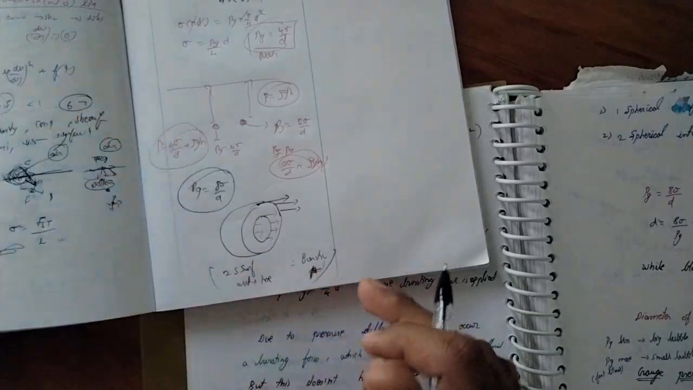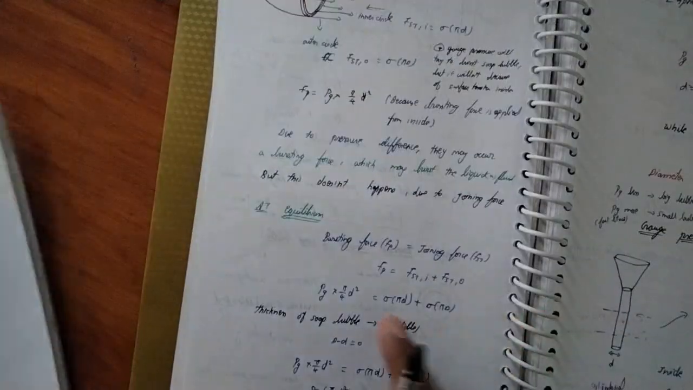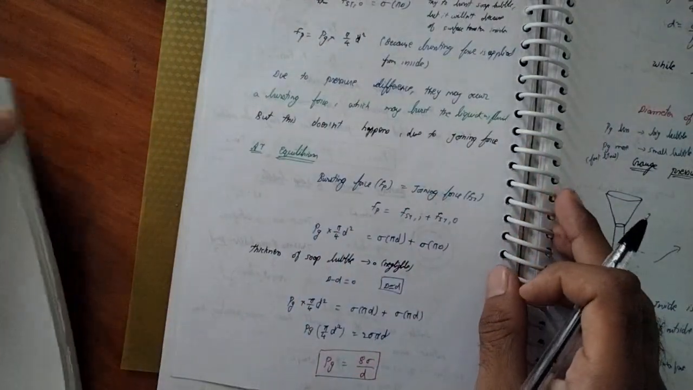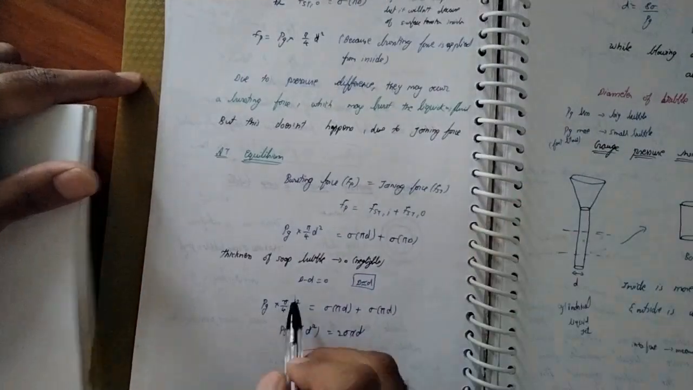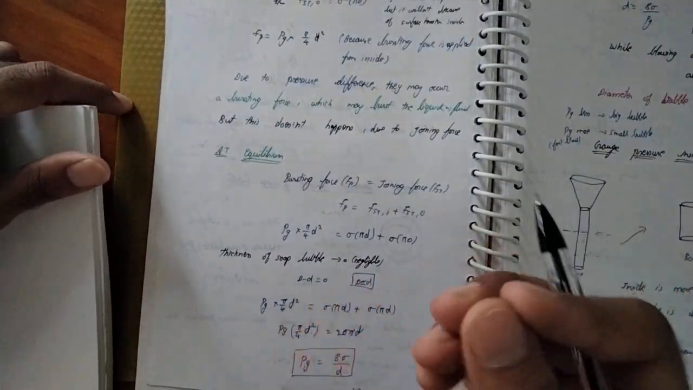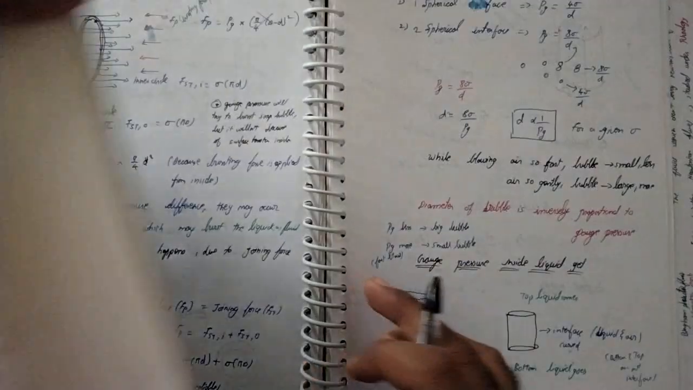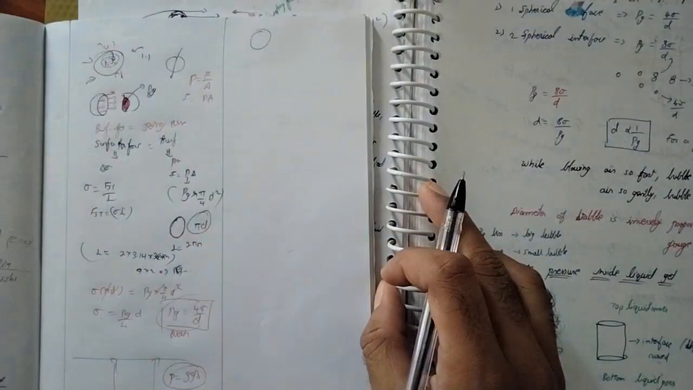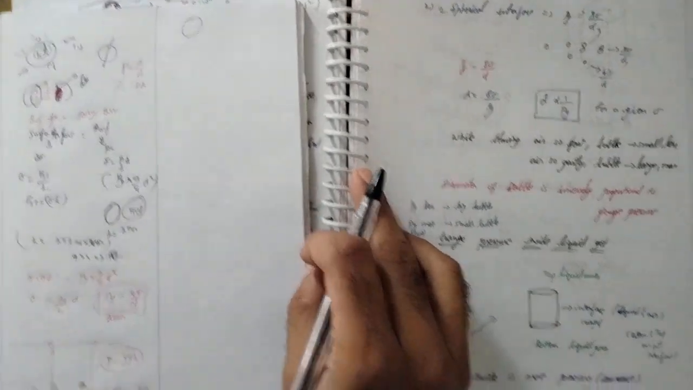If you equate these two things, you will get the formula. As the diameter is so much smaller, we combine them, so for the soap bubble it is 8 sigma per d. That's the surface tension force. I think you are getting it.